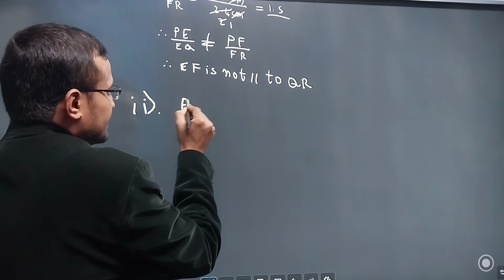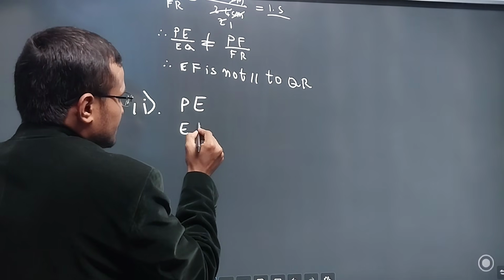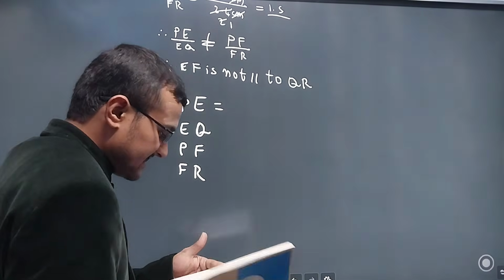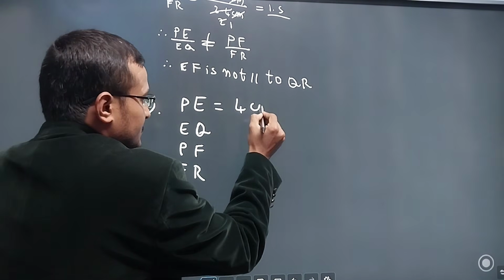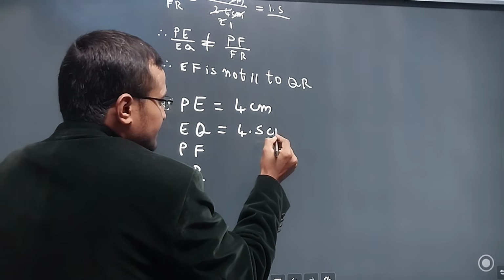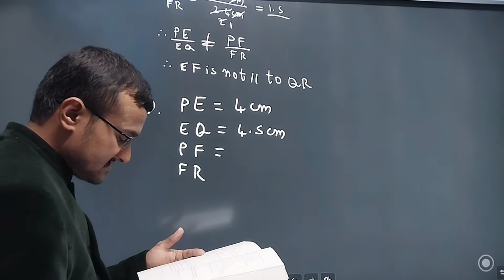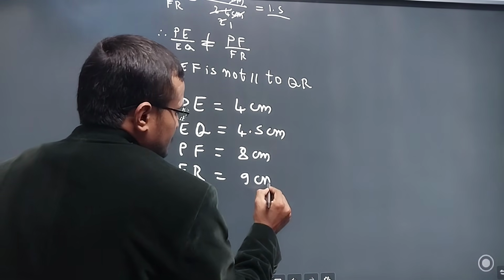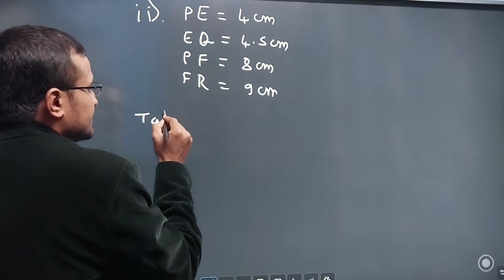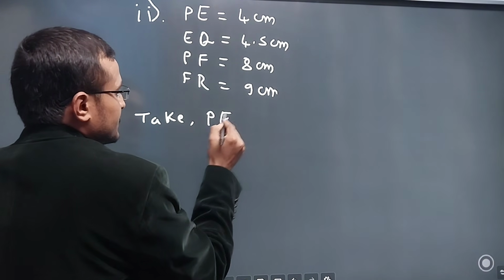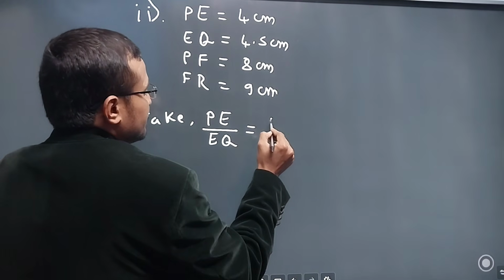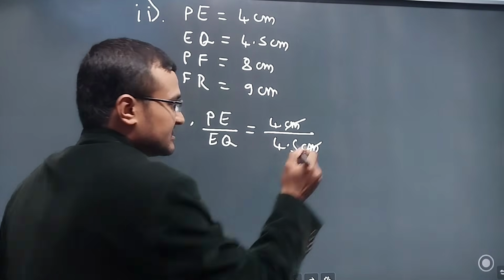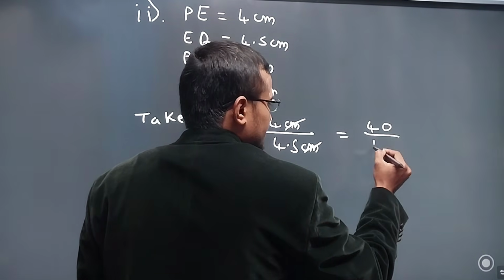Here again you have to take the values for PE, EQ, PF, FR. So here PE in the second case is equal to 4 centimeter. EQ in this is 4.5 centimeter. PF in this case is 8 centimeter and FR is 9 centimeter. So now we will take PE by EQ. So take PE by EQ, that is equal to 4 centimeter divided by 4.5 centimeter. So here 4 by 4.5 will be there. I can write this as 40 by 45.